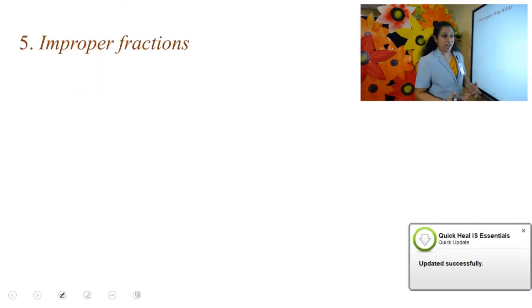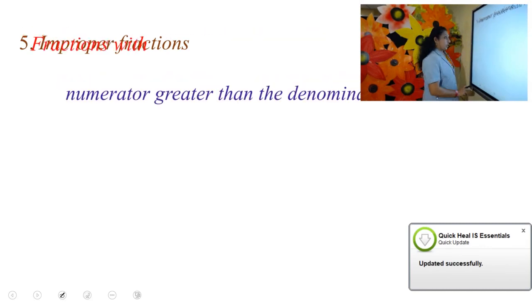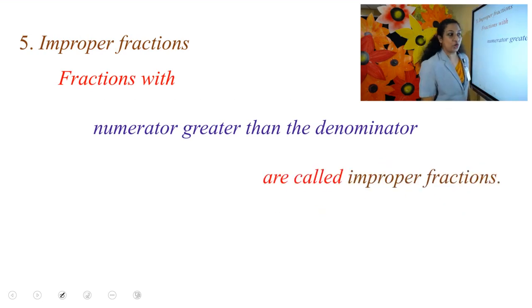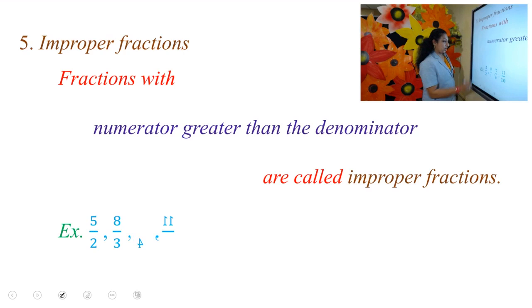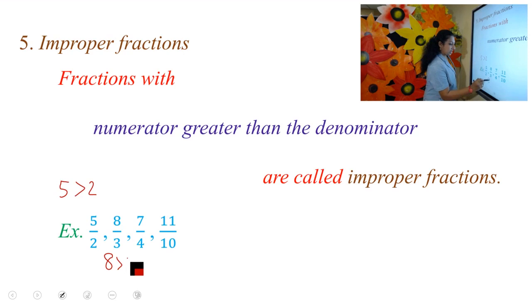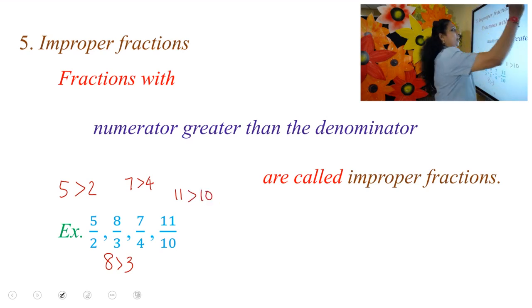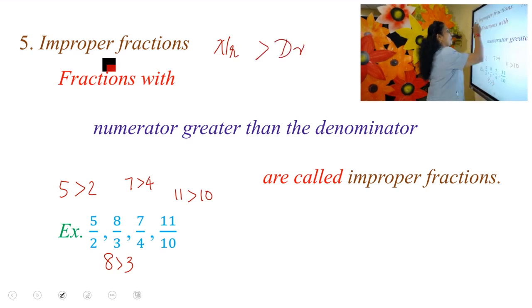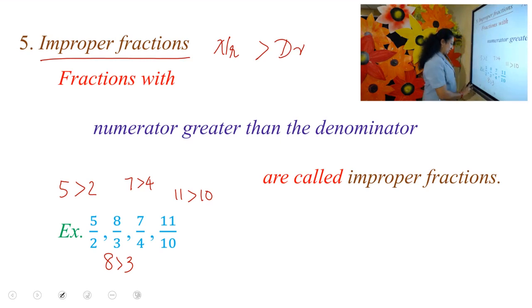Here the reverse of proper fraction means fractions with numerator greater than the denominator. Fractions with numerator greater than the denominator are called improper fraction. Look at the example. Here 5 is greater than 2. 8 greater than 3. 7 greater than 4. 11 greater than 10. So, if the numerator is greater than the denominator, we call that fraction an improper fraction.